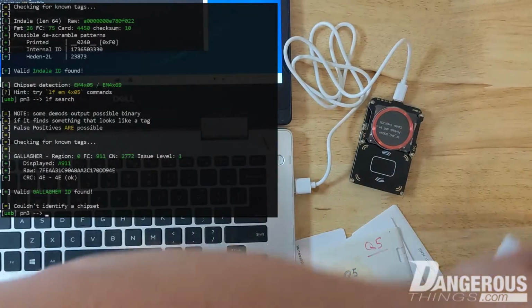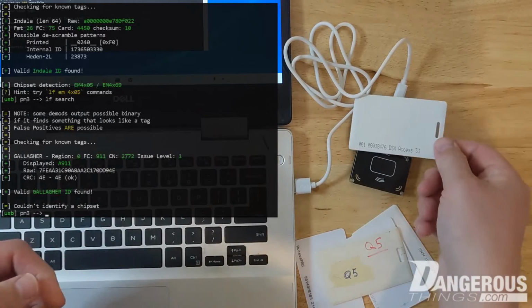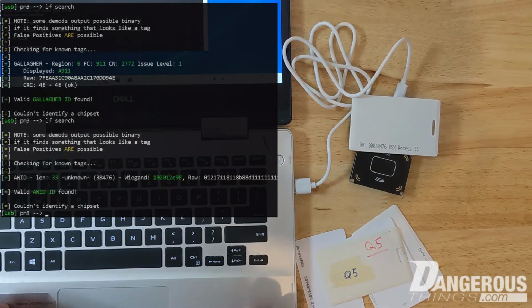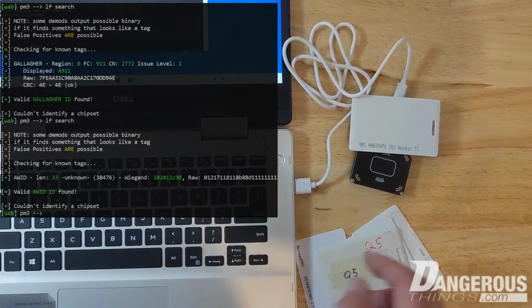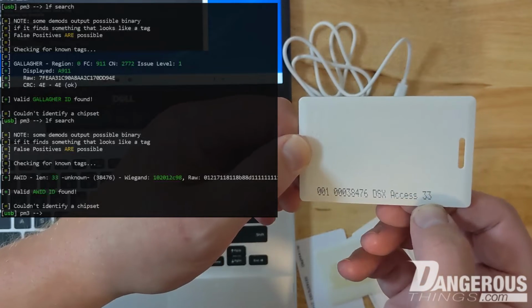And this final card, what do we got here? Oh, this is the JRJ card that I was looking for earlier in a different video. And we do a search. We can see JRJ length is 33, the Wiegand ID data basically that's printed, and this has been purchased by a company called DSX Access 33, I guess.